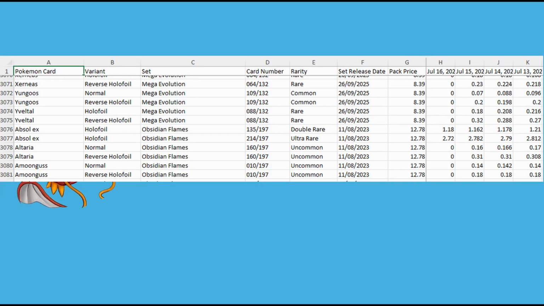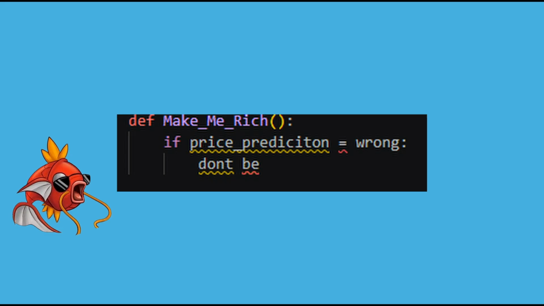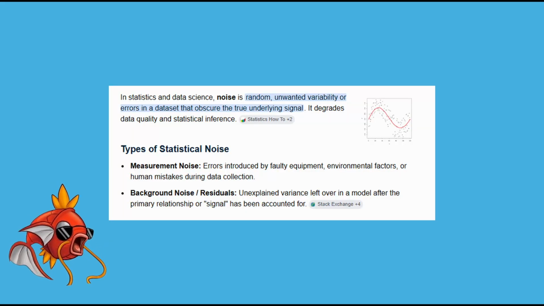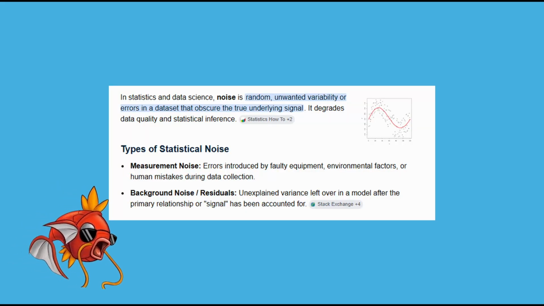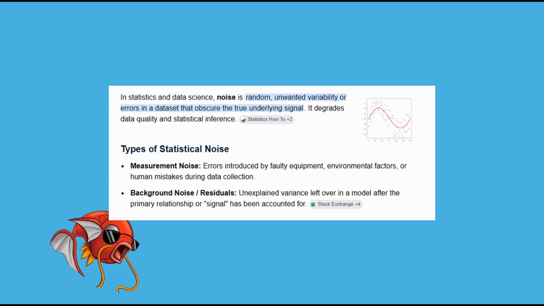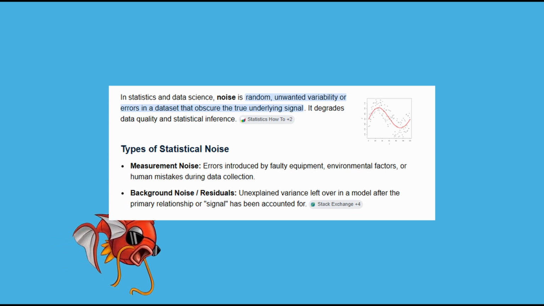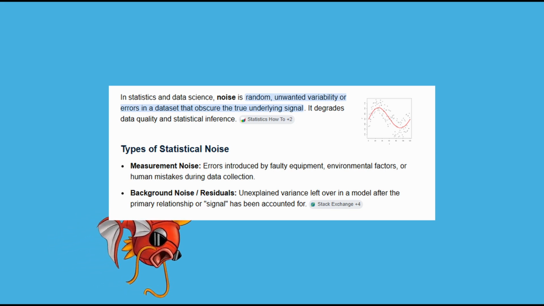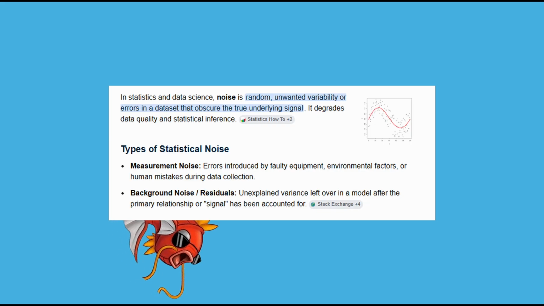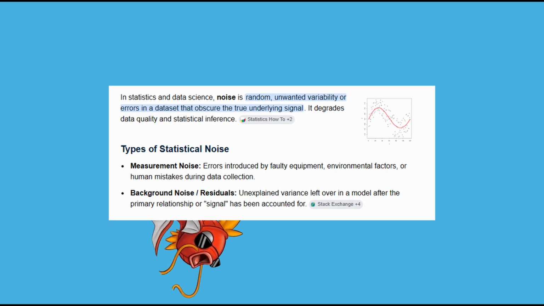Now, I have a master sheet that looks like this. We can start building the model. Training a model to predict something is easy. It's only like 10 lines of code. What's the hard part is figuring out which factors are statistically significant and which factors just add noise to the model. The definition of noise in statistics basically means random, meaningless variation in your data. The stuff that jumps around for no real reason and isn't actually telling you anything useful.